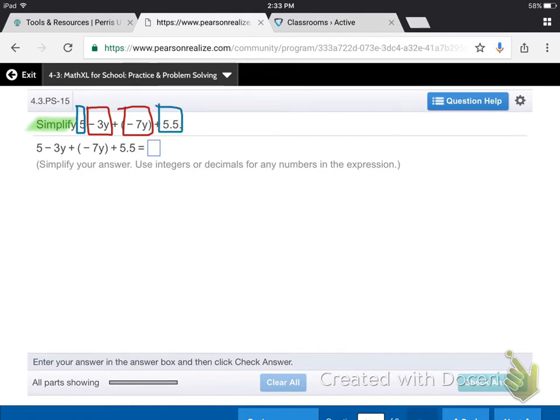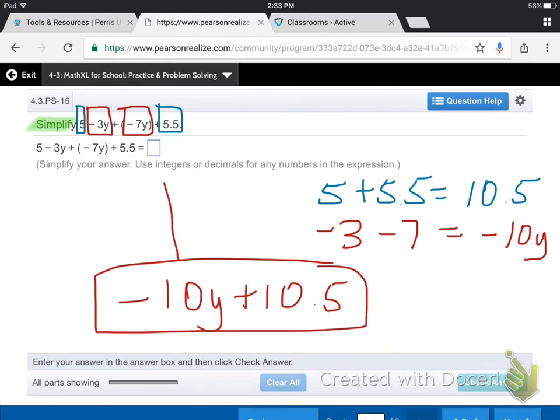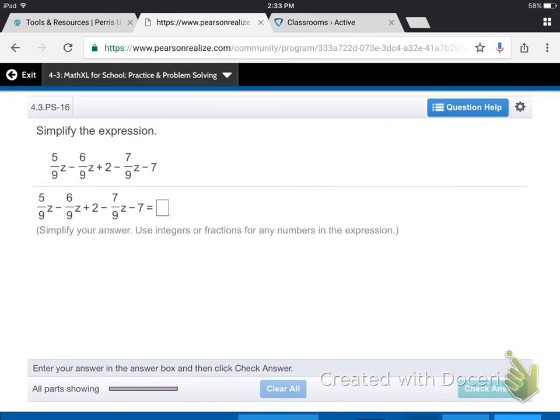So let's do the blue one first, because that's my color of my pen right now. 5 plus 5.5 makes 10.5. Let's go back to red, and we'll do this one. Negative 3 minus 7. They're both negative, so add them up. That's 10, but they're both negative, so the answer is negative 10. That's our y term. Don't forget y goes with that term. Okay, so we have negative 10y and plus, because it's positive, 10.5. That's it. That answer goes in the answer place. Good job, boys and girls.